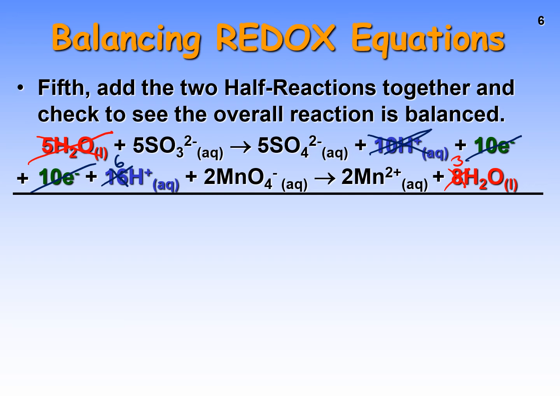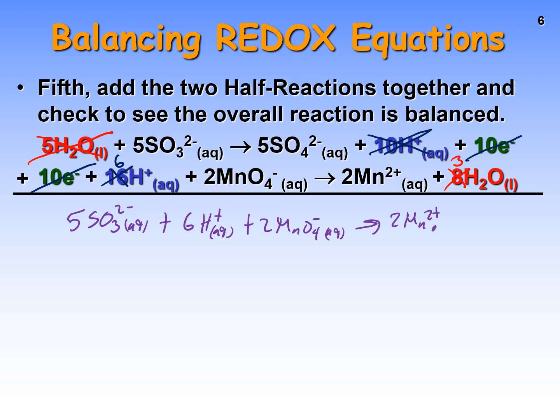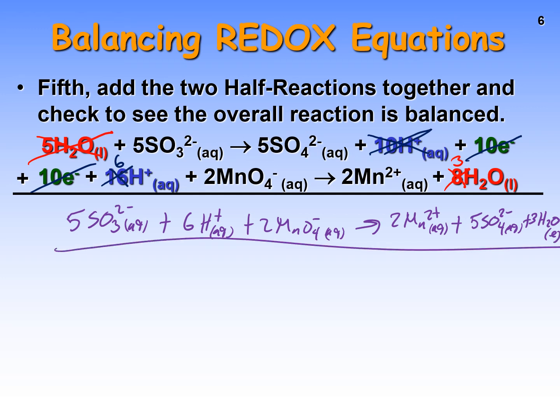So now I can say, great, my overall redox reaction would be 5SO3 2- aqueous, plus 6H+ aqueous, plus 2MnO4- aqueous, goes to 2Mn2+, 5SO4 2-, plus 3H2O. And this is my overall balanced redox reaction.